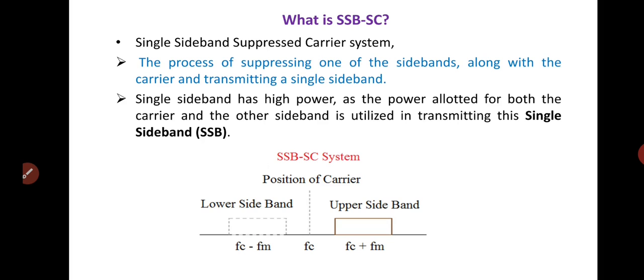Now we shall discuss what is SSB-SC. Before discussing the SSB-SC, that is Single Sideband Suppressed Carrier system, let us discuss what is the need of this SSB-SC. First of all, we can discuss its advantages of single sideband transmission.